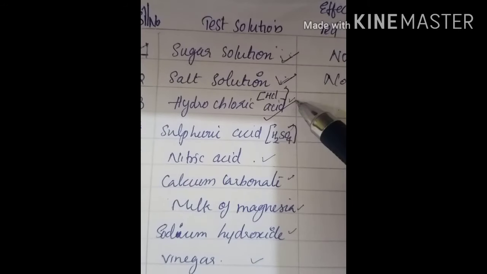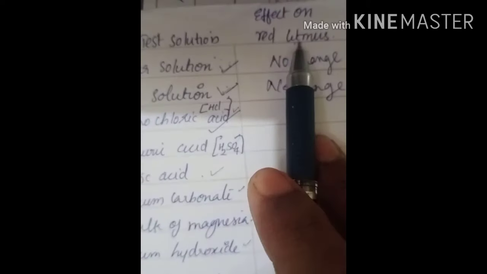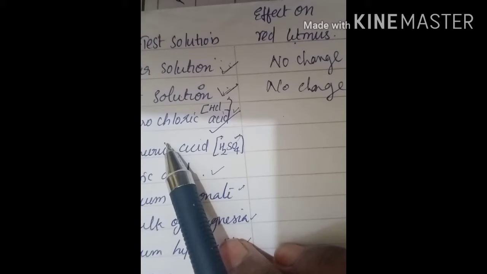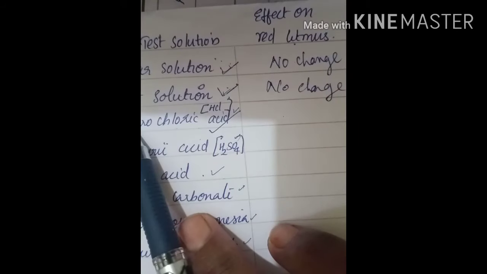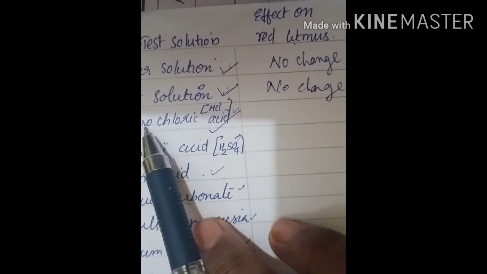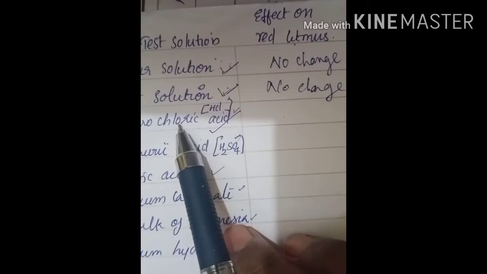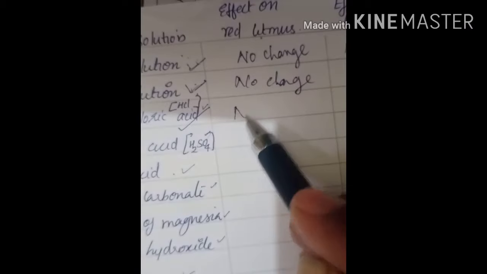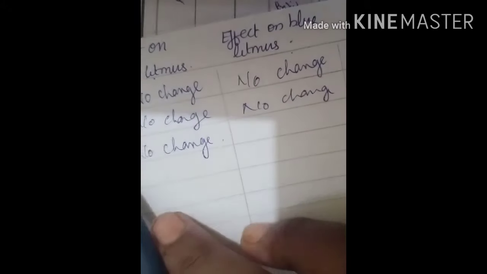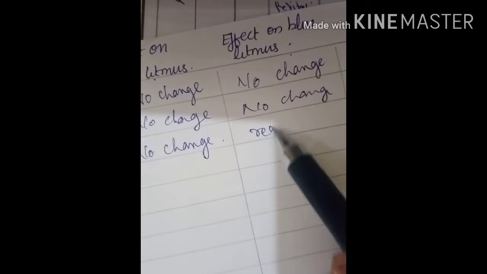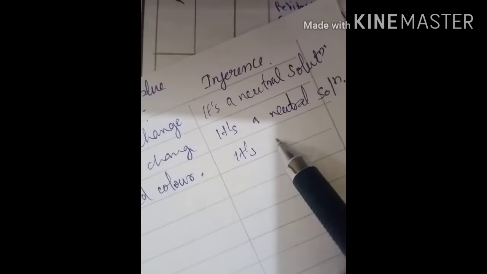Then hydrochloric acid. We know that hydrochloric acid, in the name itself, is an acid. So when a red litmus paper is dipped in the acid, there will be no color change, because when litmus paper is dipped in acid, it turns red. We are dipping red litmus paper into hydrochloric acid, so no change occurs. But when you dip a blue litmus paper in acid, it changes into red color. What will be the inference? It is acid.